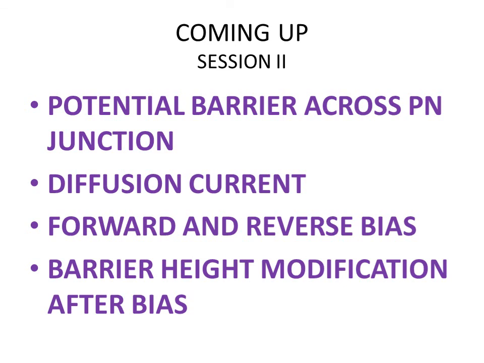Now coming up in the second session, we will continue with this, and we are going to learn about the potential barrier developed across the PN junction, and the mathematical equation for diffusion current. Then we will see the changes in the barrier when we give forward and reverse bias, and barrier height formation and depletion layer width modification when we give a bias. So that's what we are going to learn in session 2.